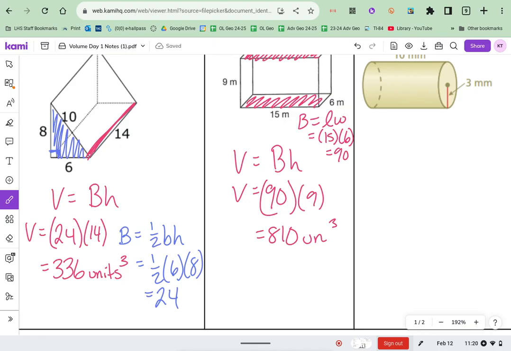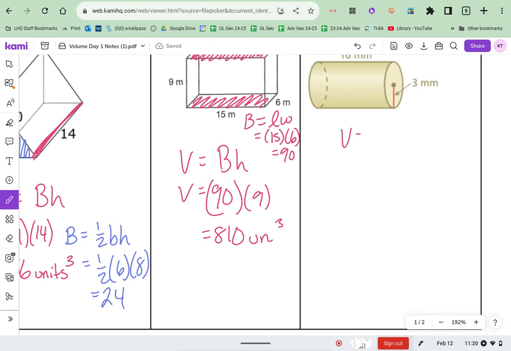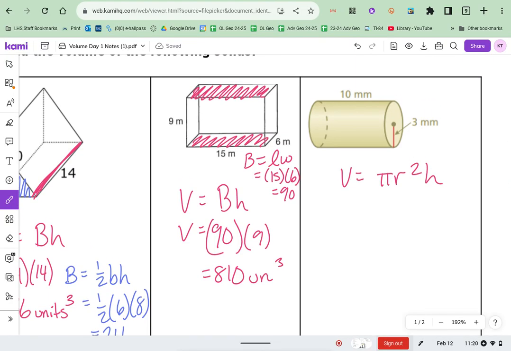Okay. All right, volume of a cylinder. Volume formula for a cylinder is pi r squared times height. So if we plug in, we have pi, r is for radius, that's going to be 3 squared. Height, again, is the distance between our bases, so that's going to be 10. So type it onto your calculator, pi times 3 squared times 10, and we get 282.7 units cubed.